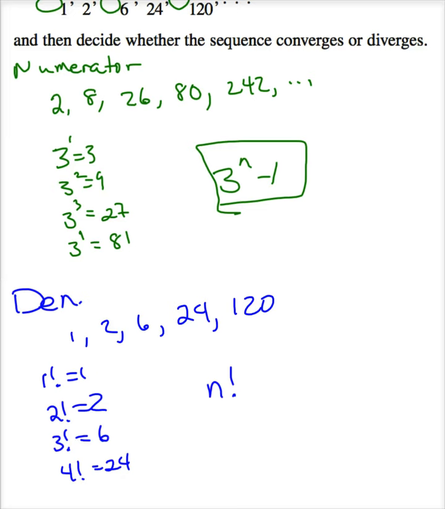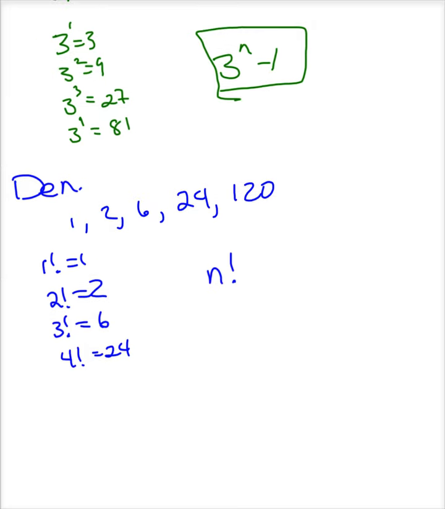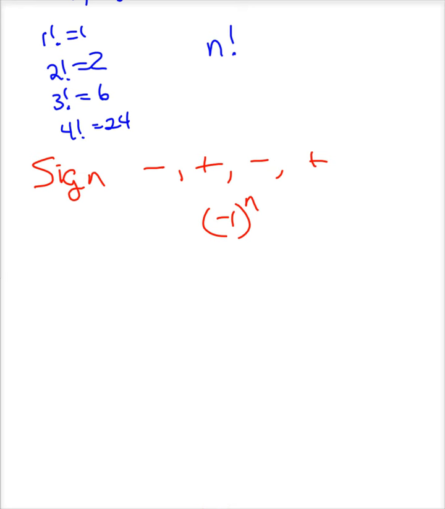So how do you handle it when you have a sign change? For the sign change, okay, it's negative, positive, negative, positive. I can write this as negative 1 to the n. All right, so now I'm to the point of writing my entire function. My nth term is going to be negative 1 to the n, and usually put that first, times the numerator, which is 3 to the n minus 1, divided by the denominator, which is n factorial.